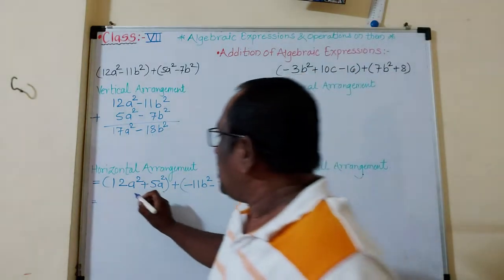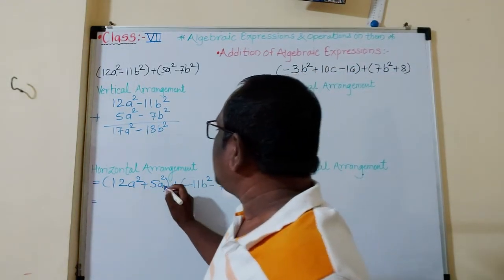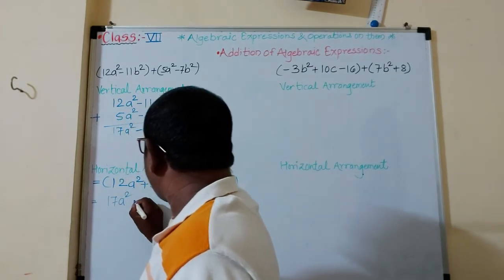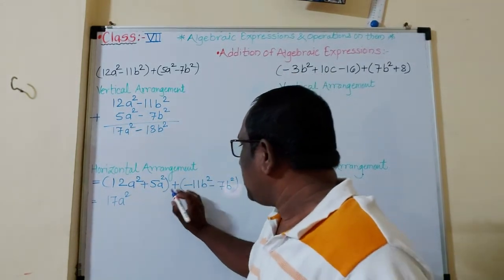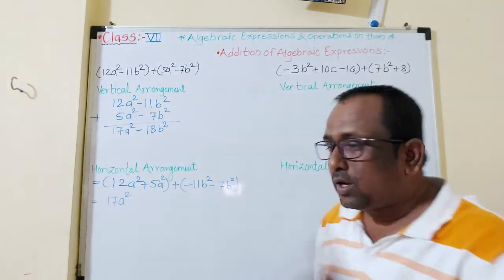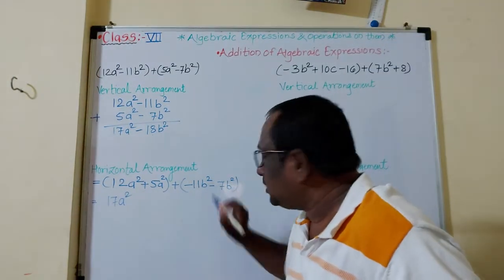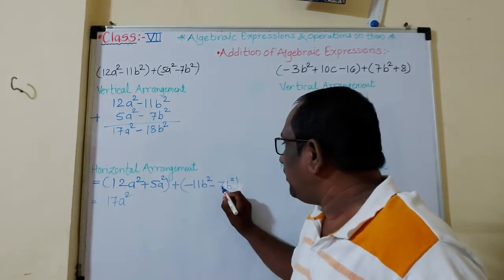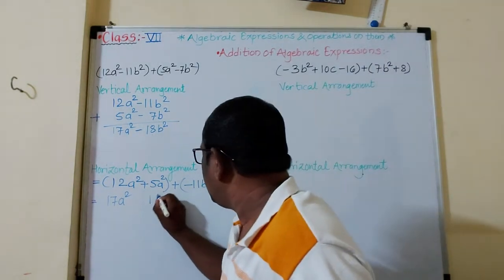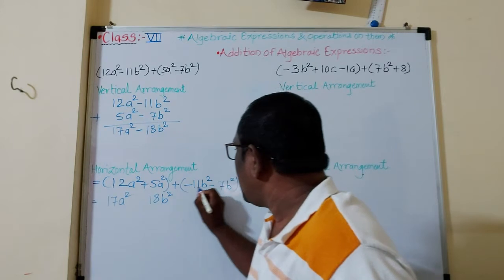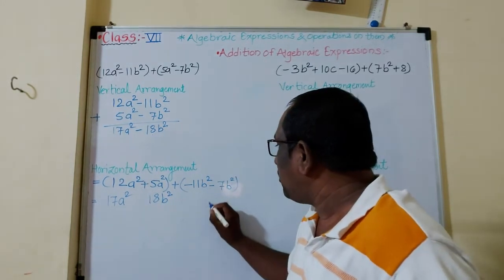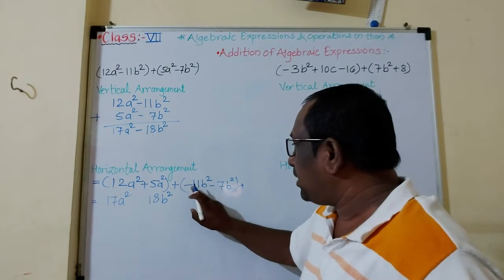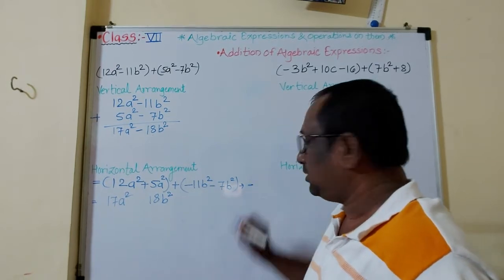Now 12a² plus 5a², that is 17a². Now here students, very important, look here: minus minus plus, 11 plus 7 is 18b². Now minus, here what we got: minus minus plus, but the bigger number's sign is minus.